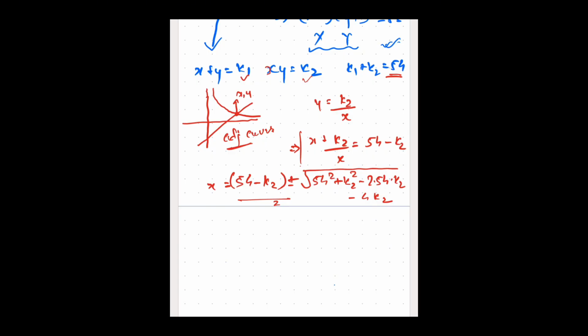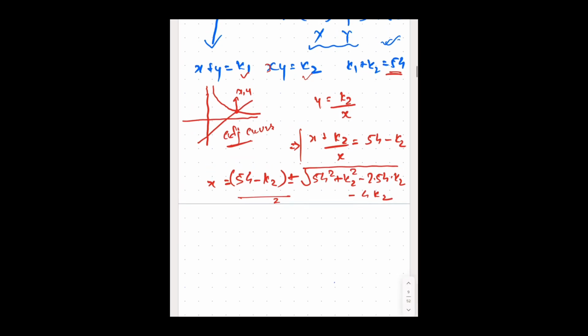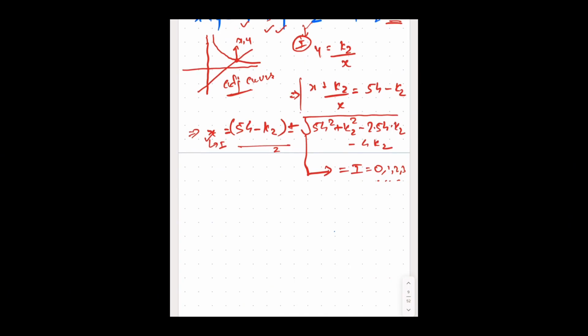So here is the tricky part. We know x and y are integers, so k2, the product of x and y, should also be an integer. In order to get x as an integer, the part under the square root should be a perfect square, 0, 1, 2, 3 and so on. Here is the simple case. Here all these things in terms of k2, this and this is minus 112 k2.